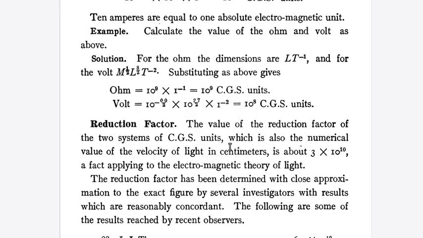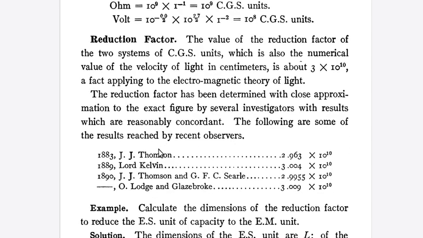The value of the reduction factor of the two systems of CGS units, which is also the numerical value of the velocity of light in centimeters, is approximately 3 multiplied by 10 raised to the power of 10. This value applies to the electromagnetic theory of light. The reduction factor has been determined with close approximation to the exact figure by several investigators, with results that are reasonably concordant. The following are some of the results reached by recent observers.